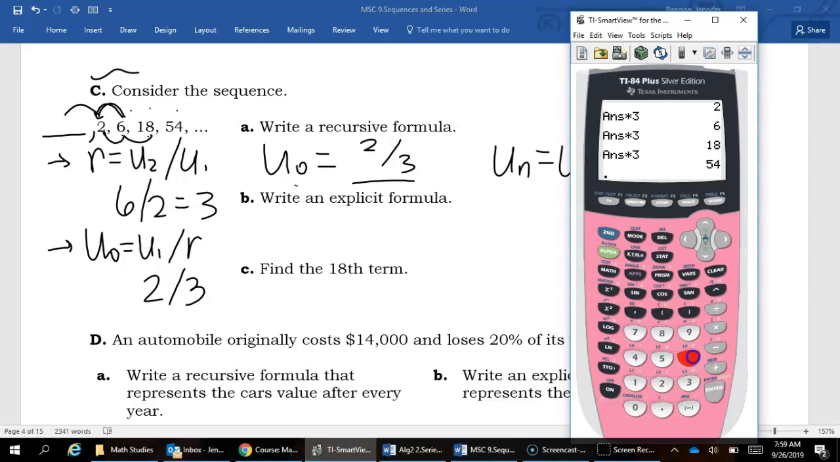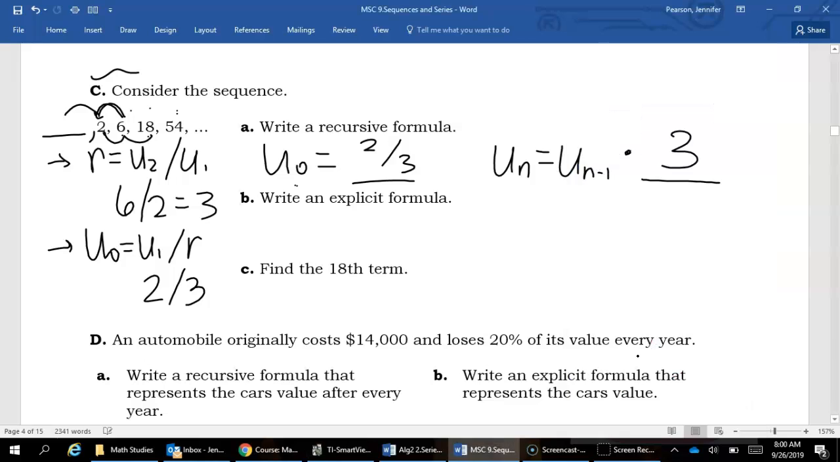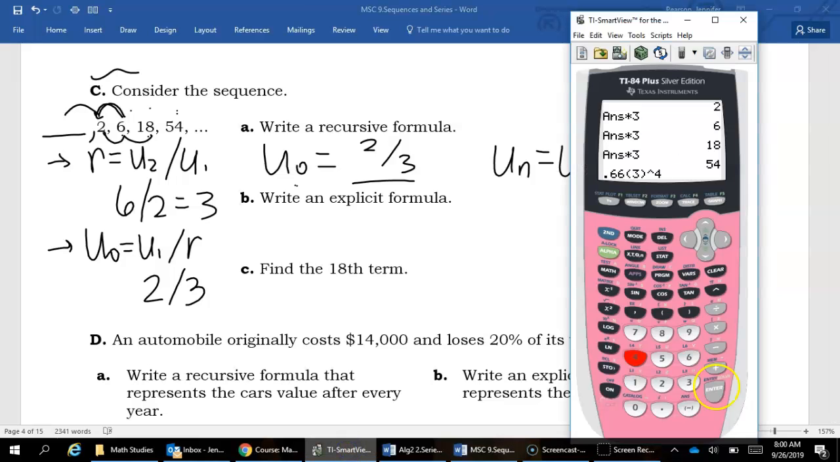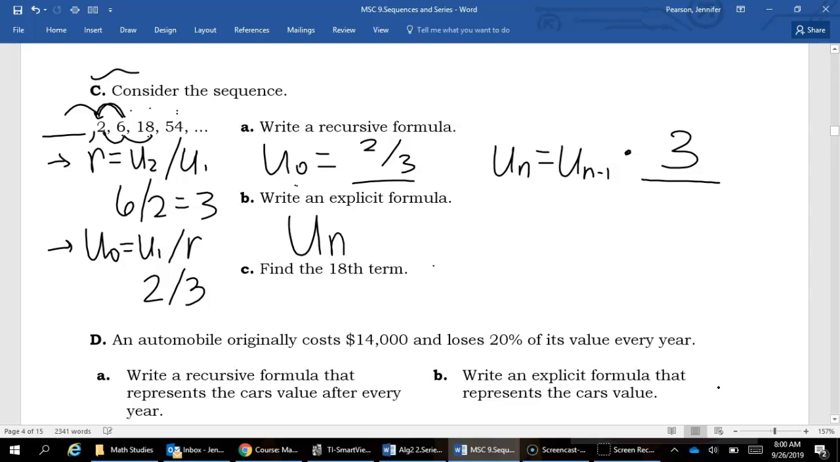Like if I go 0.66 times 3 to the power of 4, I should see 54 because I know my fourth answer is 54. But when I do that, I'm going to get 53.46. It rounded it down because I didn't use 2/3 proper. If I use the actual 2/3, rather than rounding 2/3 to a decimal, I'm going to get the exact answer I'm looking for. So my explicit formula then, I need the two pieces I just put into my recursive formula. It'll be 2/3 times 3 raised to the power of n.